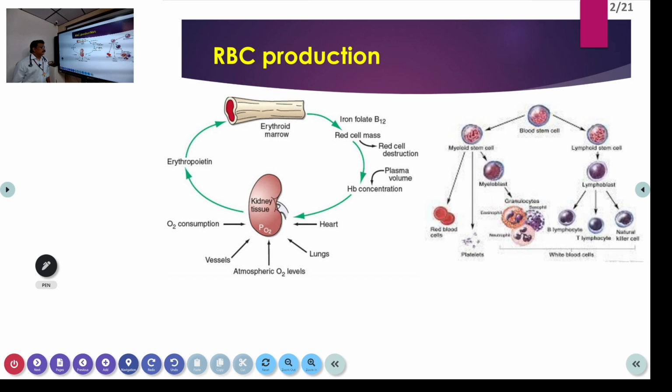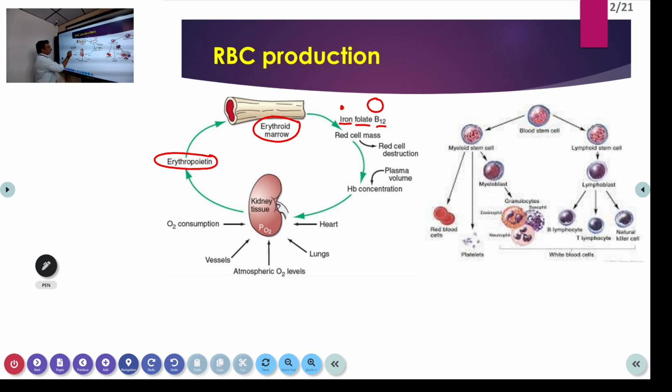Now we know that bone marrow produces RBCs. Kidney produces erythropoietin. So erythropoietin helps in production of RBC, and for that we require iron, folic acid and B12. Iron deficiency produces small RBCs, that is microcytic anemia. Folic acid and B12 deficiency produces large cells, but functionally they are inactive. So that produces megaloblastic anemia.